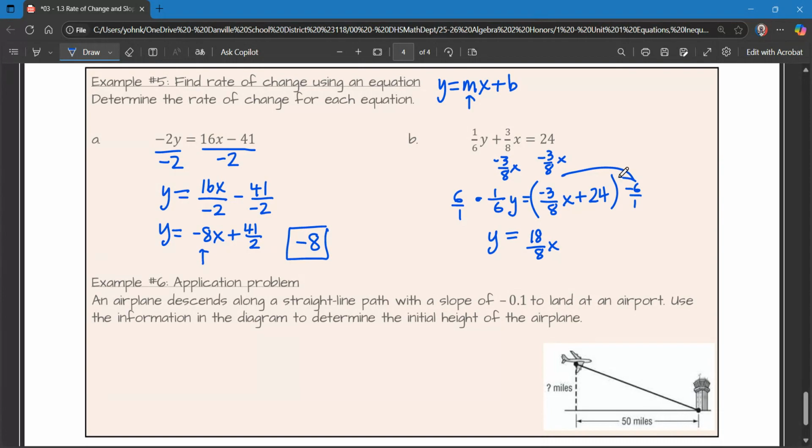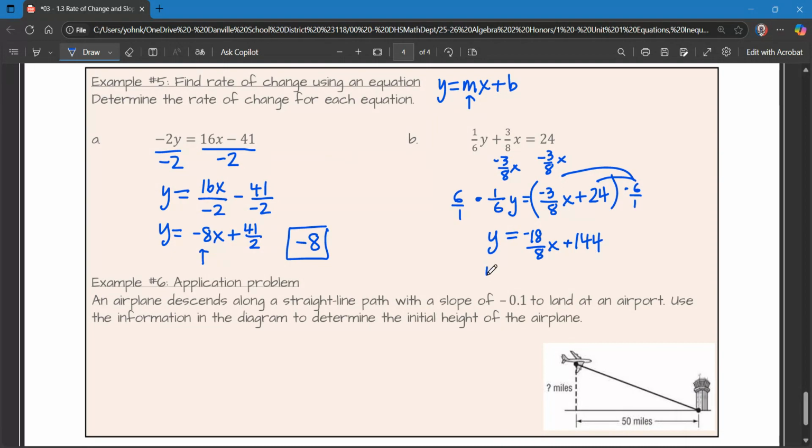So again, you're distributing this. This is going to give you a negative 144. Sorry. You're not multiplying by negative 6. You're multiplying by a positive 6. I don't know why I said a negative 6 there. That was confusing me. Okay, so yeah, you're only multiplying by 6. So this gives us negative 18/8 x, and this gives us positive 144.